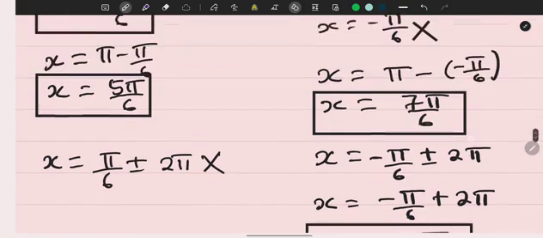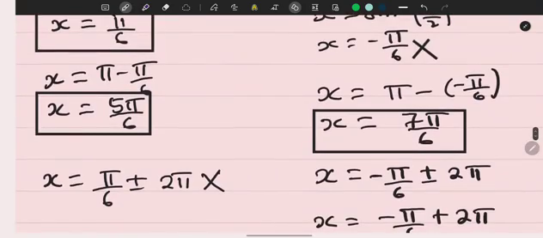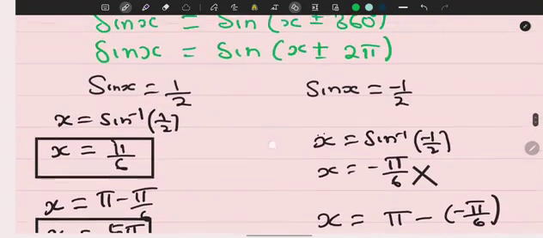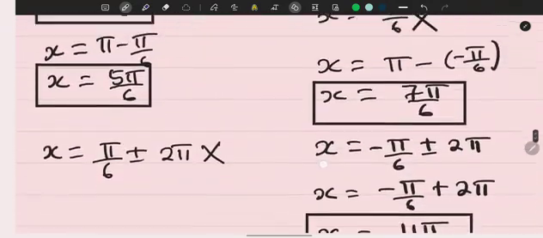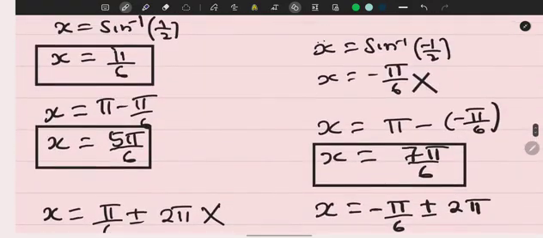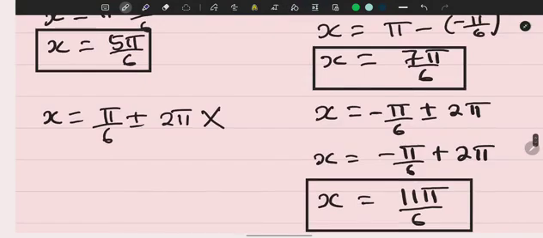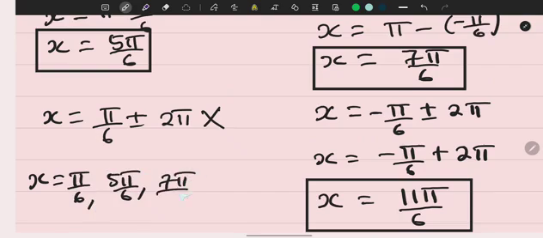From here, we've gotten 4 values for x when y is 2. So these are the values of x that we obtain. Let me write that out. We obtain x to be pi over 6, 5 pi over 6, 7 pi over 6, and 11 pi over 6.